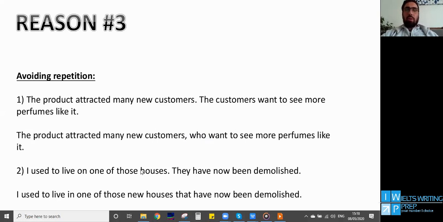I used to live in one of those houses. They have now been demolished. So we can say houses that have now been demolished. We can use that instead of houses, and other reference links.